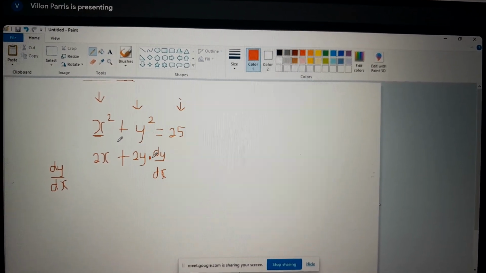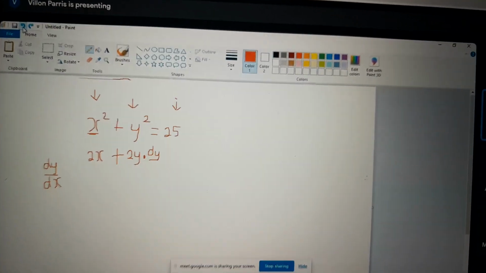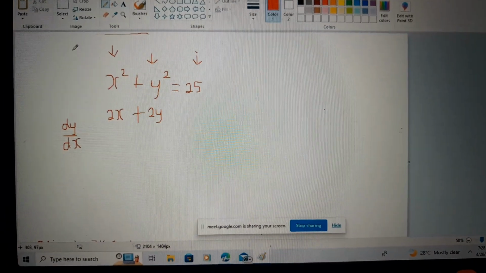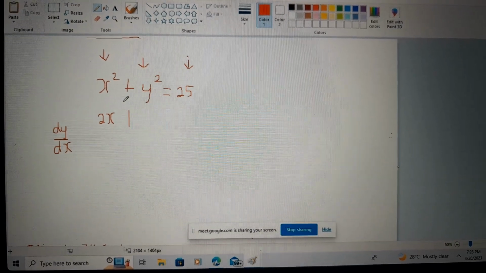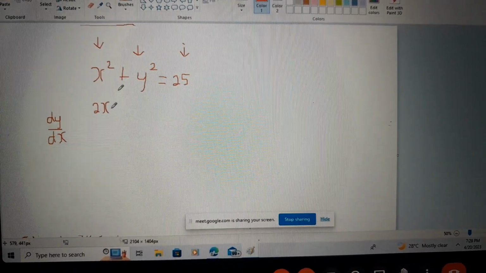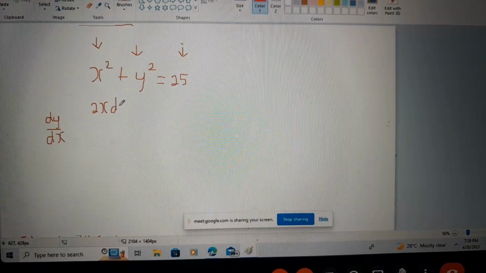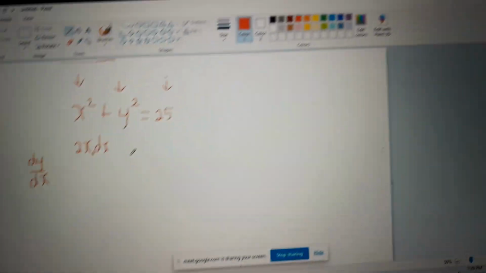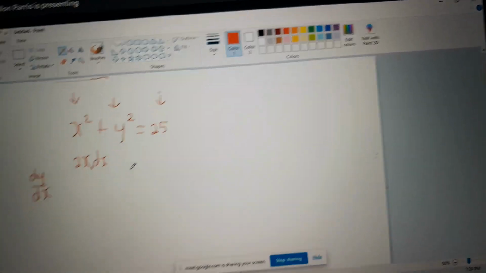So let me show you why that's important. Remember what I said earlier. If I differentiate x, I should put dx next to it. Remember that? This is saying I differentiate with respect to x. Is that clear with everyone? Yes, sir.